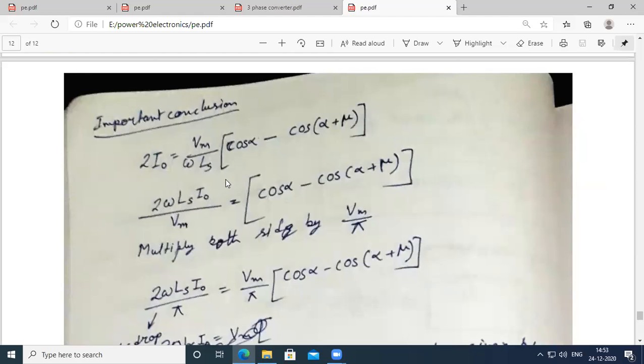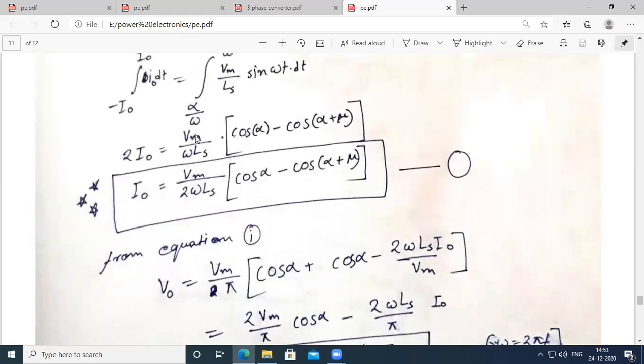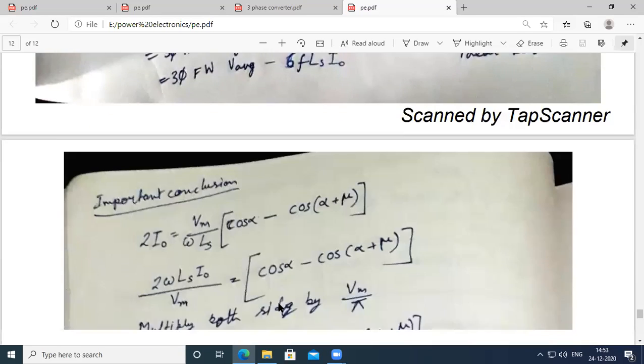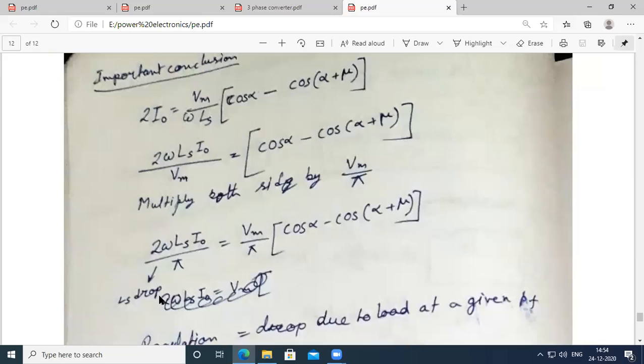So from this equation, 2I naught equal to Vm by omega Ls into cos alpha minus cos alpha plus mu, we can get 2I naught omega Ls by Vm equal to this. If I multiply both sides by Vm by pi, we'll get this value.